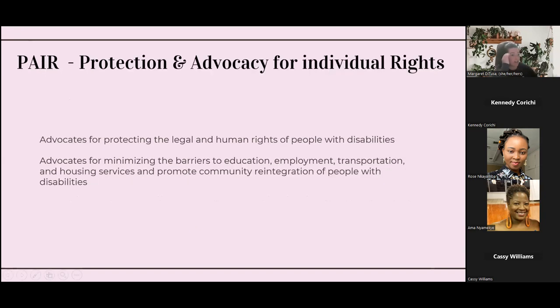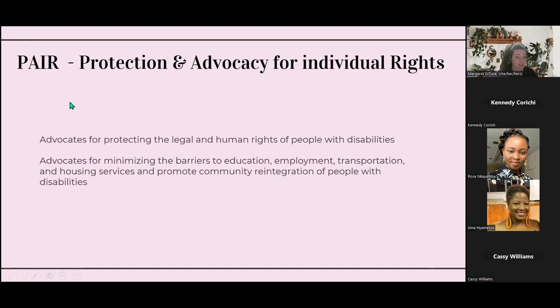There's a PAIR program, Protection and Advocacy for Individual Rights. It advocates for protecting the legal and human rights of people with disabilities. Individuals with disabilities are eligible for the service in the following circumstances: if their concern is beyond the scope of a CAP, a client advocacy program, and the individual is not eligible for services from the HHS Protection and Advocacy of Developmental Disabilities program, and Protection and Advocacy for Individuals with Mental Illness program. The main objective of PAIR is to advocate for minimizing the barriers to education, employment, transportation, and housing services, and promote community reintegration of people with disabilities.